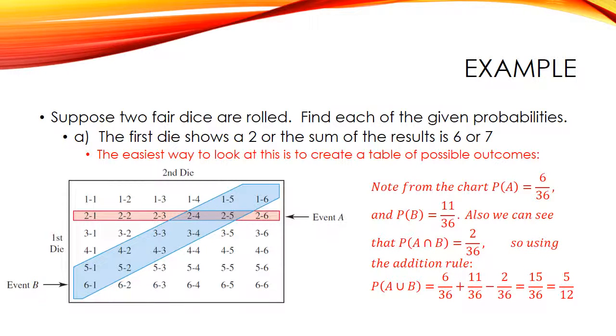The probability of event A, that the first one is a 2, is 6 out of 36. The probability that the sum of the 2 is 6 or 7 is 11 out of 36. And the intersection, I like the way they colored it here. You can see it really easy. There are two outcomes in the intersection. So we've got 2, 4, and 2, 5, and that's 2 out of 36. So using our rule, we're going to do 6 over 36 plus 11 over 36 minus 2 over 36, which gives us 15 over 36, or 5/12.